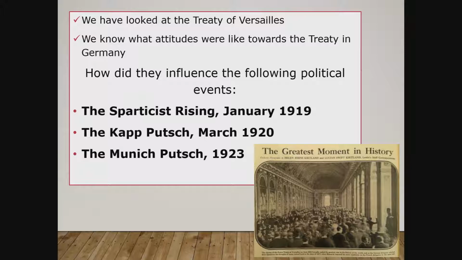So the Spartacist uprising was the first one. It happened in January 1919. Okay, so even before the Treaty of Versailles had been signed, and the Spartacists were communists. They were socialists. So they believed that the country of Germany should turn to socialism. They should remove the main government at the time, get rid of capitalism, start sharing out the wealth that the country is supposed to have had, and set up a communist state. So very similar to Russia.